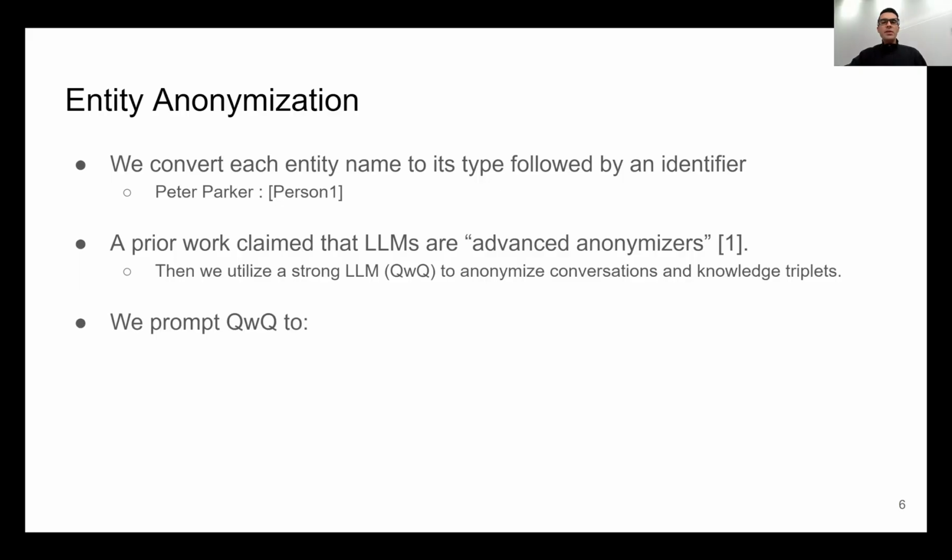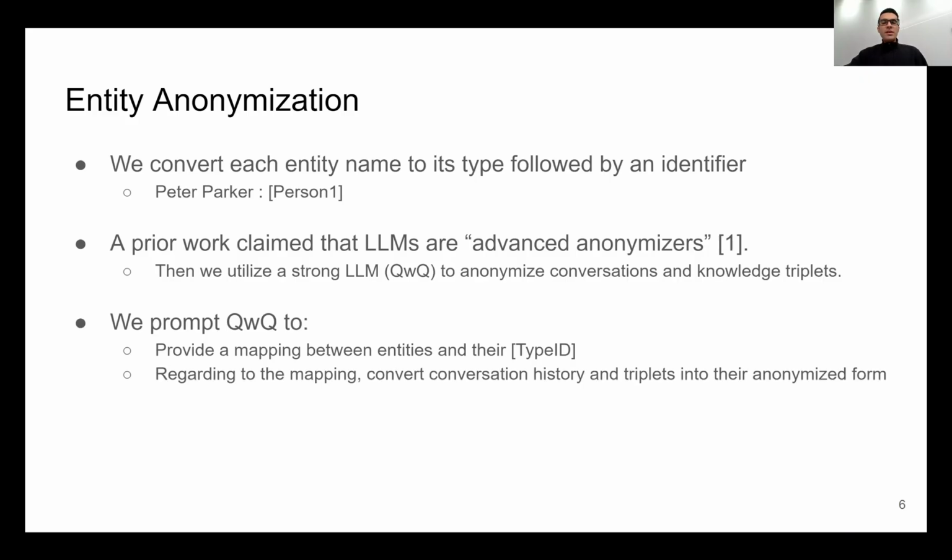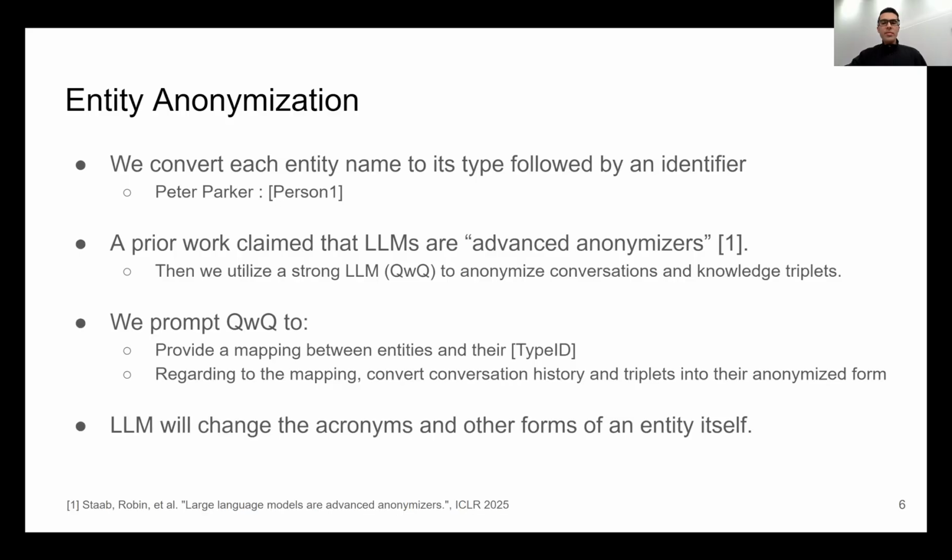We prompt QwQ to first provide a mapping between entities and their type, followed by their IDs. Regarding the mapping, we convert conversation history and triplets into their anonymized form. It is worth noting that the LLM will change the acronyms and other forms of an entity itself.